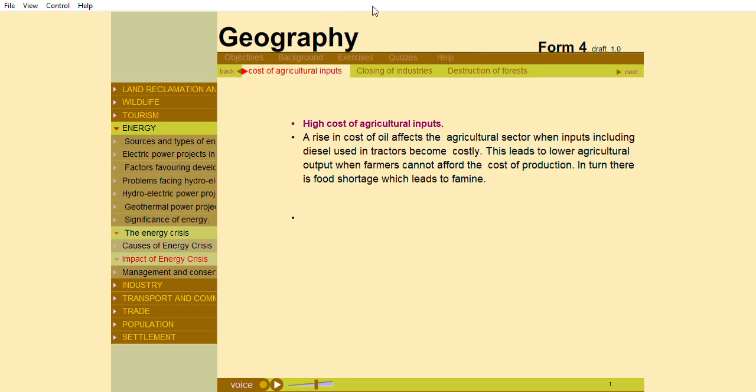High cost of agricultural inputs. A rise in cost of oil affects the agricultural sector when inputs including diesel used in tractors become costly. This leads to lower agricultural output when farmers cannot afford the cost of production. In turn, there is food shortage which leads to famine.